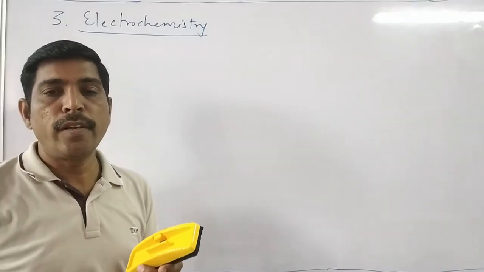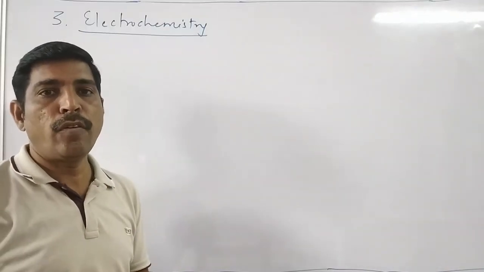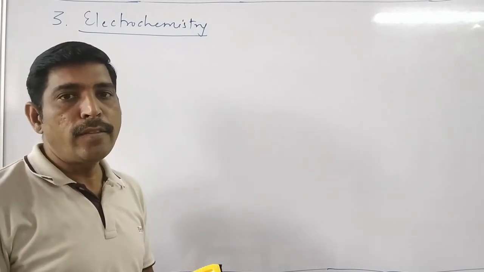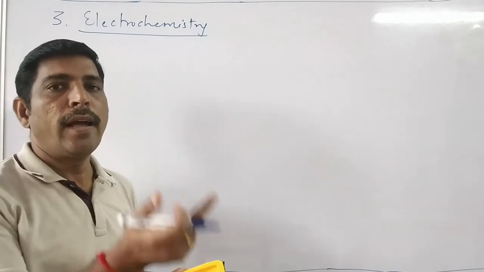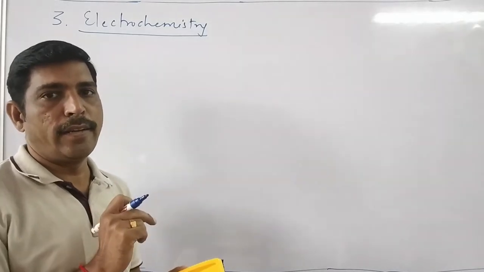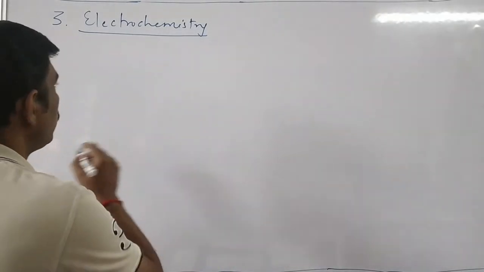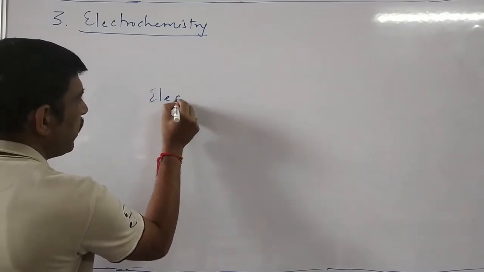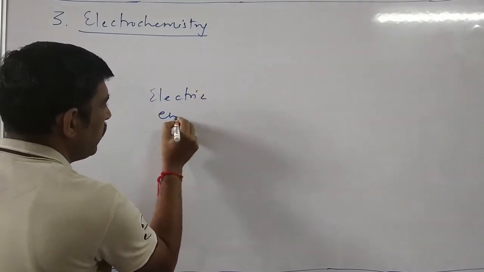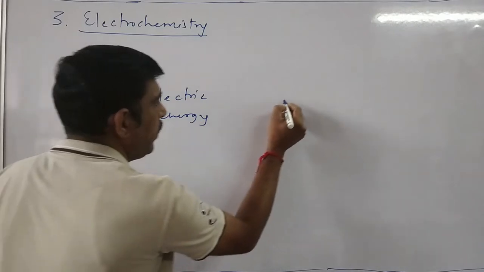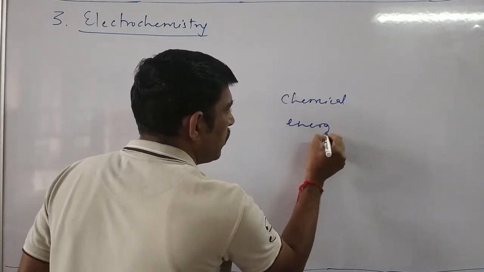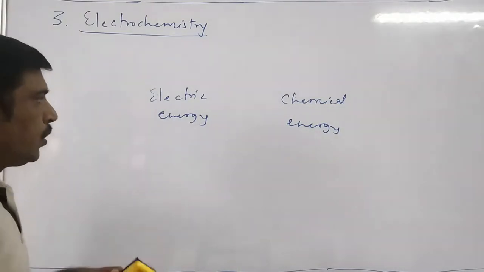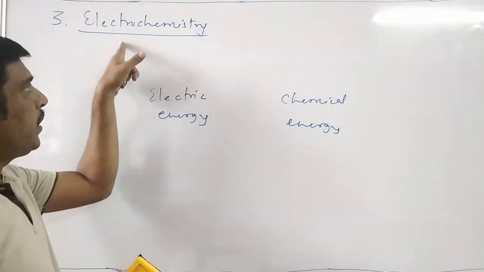Electrochemistry is a very important special branch of chemical science that deals with the interconversion of electrical energy to chemical energy and chemical energy to electrical energy. Okay? So here, electric energy, I will write, and chemical energy. Okay. So what is happening in electrochemistry?